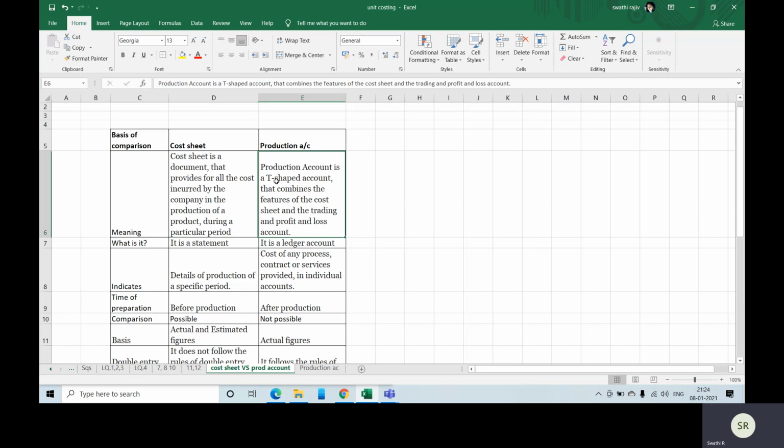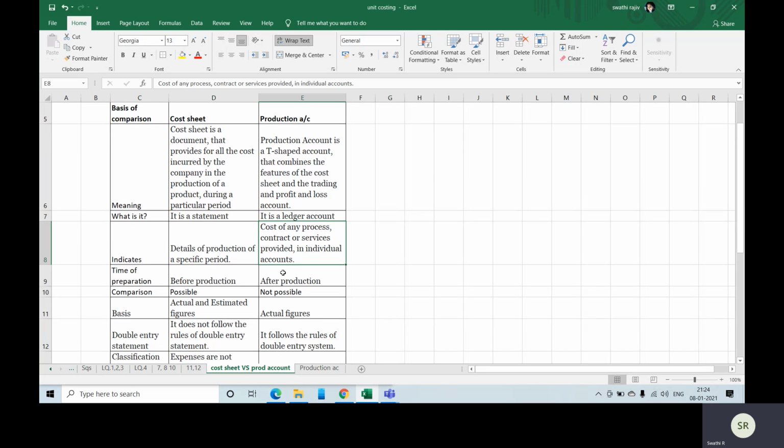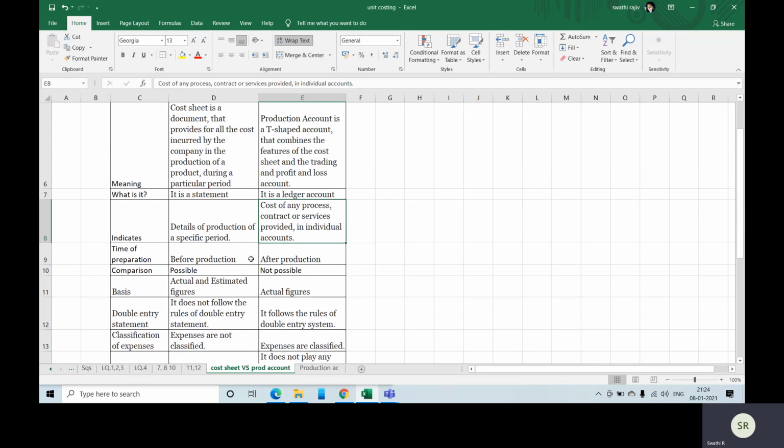While this is a T-shaped account, it's basically a ledger account. You'll have a debit side and credit side of the account. And it indicates details of production of a specific period. This has cost of any process, contract, services, individual accounts, everything you can use production account for. Time of preparation: for cost sheet it is before production. You can make it before or after production.